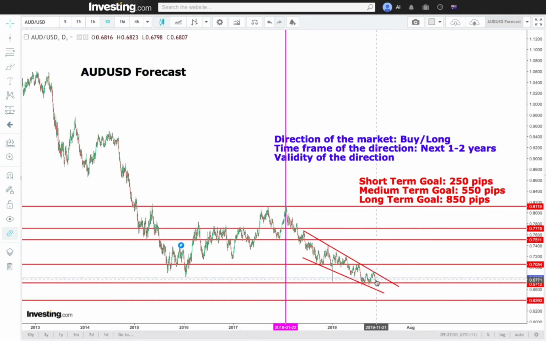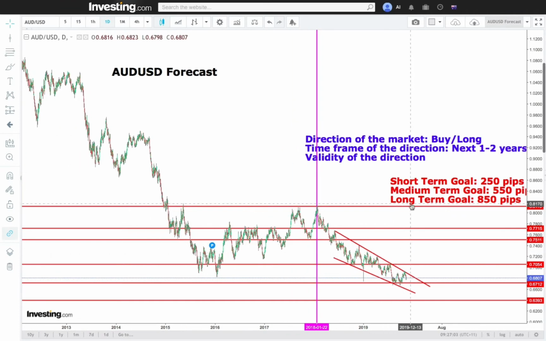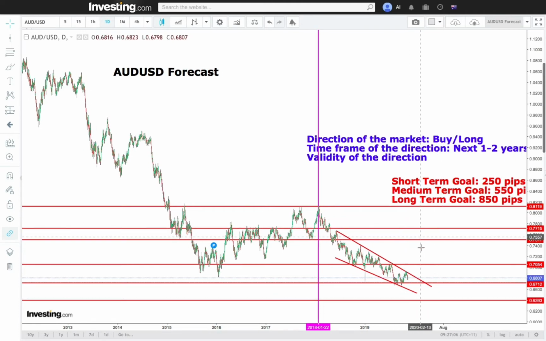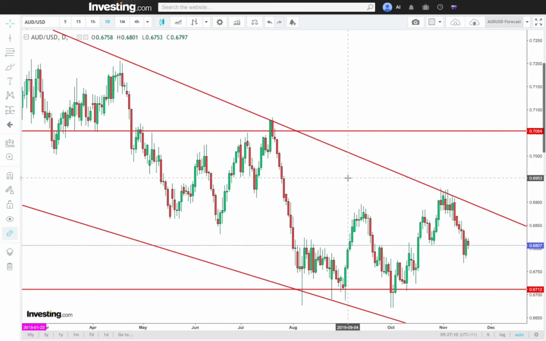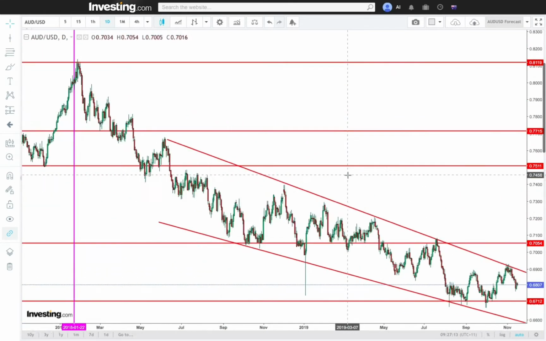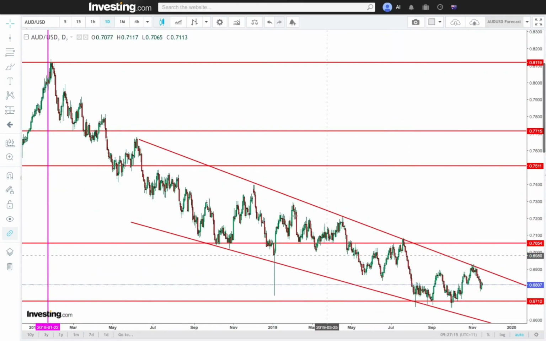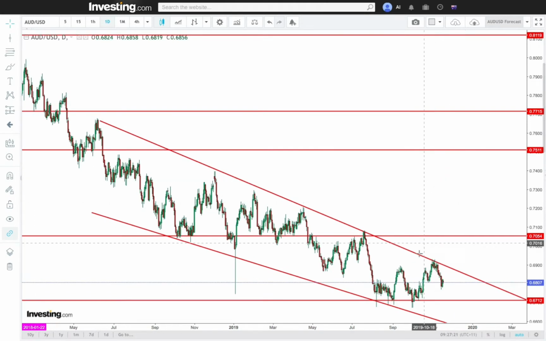So if you look at this market, let me make it a little bit bigger. Obviously it is going down in a channel, ranging in a channel. So it is a clear downtrend. As you can see, lower highs, lower lows. That is the typical way to determine the direction of the market.